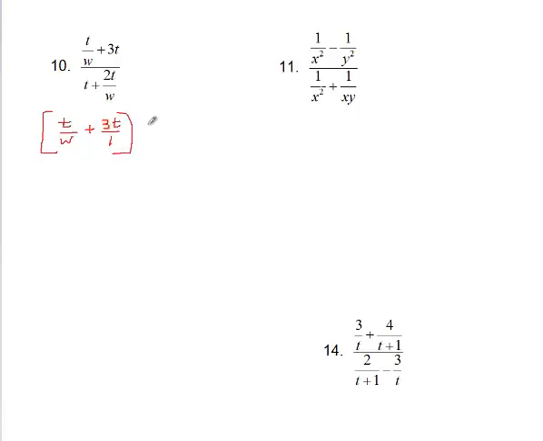There's the top, now understood to be over 1, so I put the 1 in. And then divided by, so basically that's this line right here, translating to divide by t over 1 plus 2t over w. Okay? So let's have a look at how we'd simplify that. So that's the first step. I usually tackle it that way.